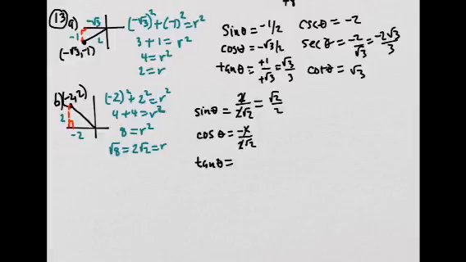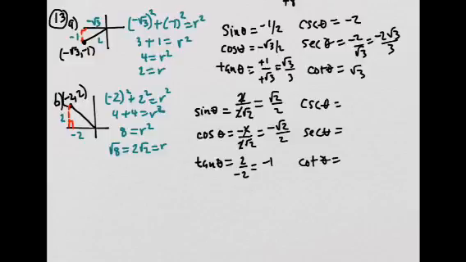Again, the 2's cancel, and you're left with negative radical 2 over 2 when you rationalize. And tangent is y over x. Okay, and then cosecant, secant, cotangent. So the reciprocal of 1 over radical 2 is radical 2. Reciprocal of negative 1 over radical 2 is negative radical 2. Reciprocal of negative 1 is negative 1.